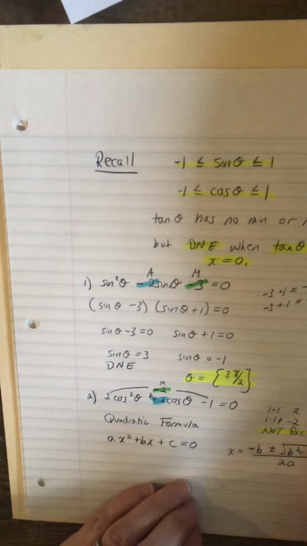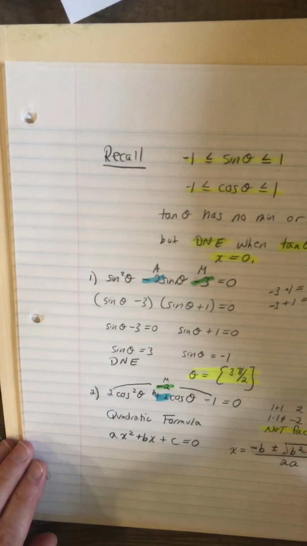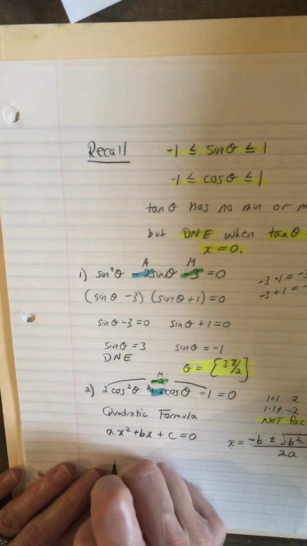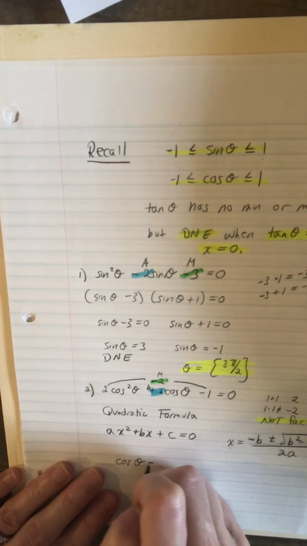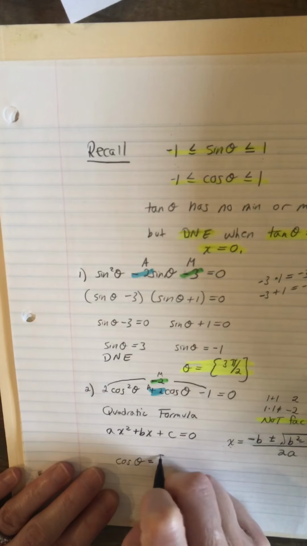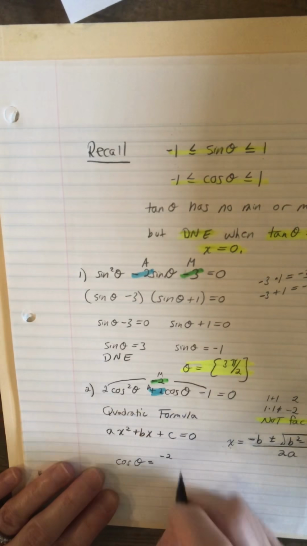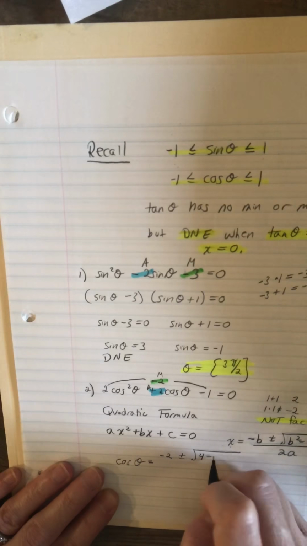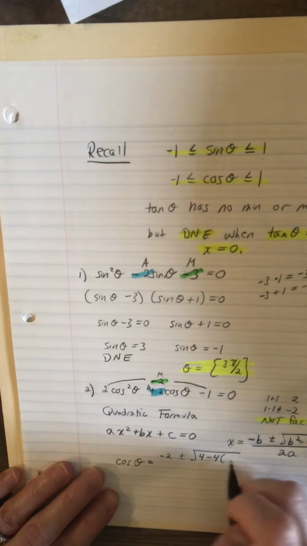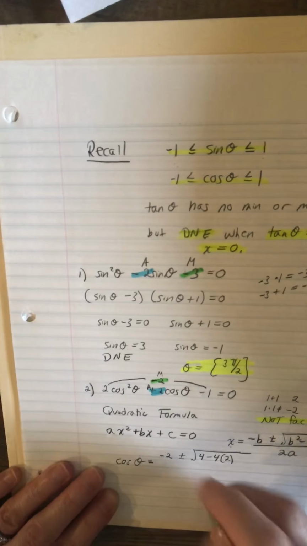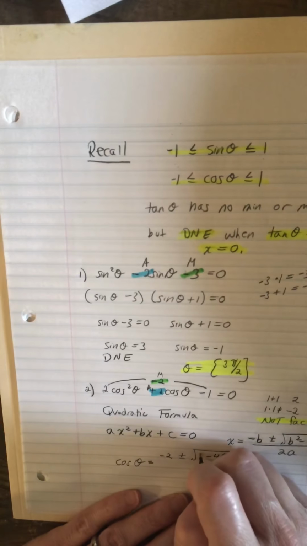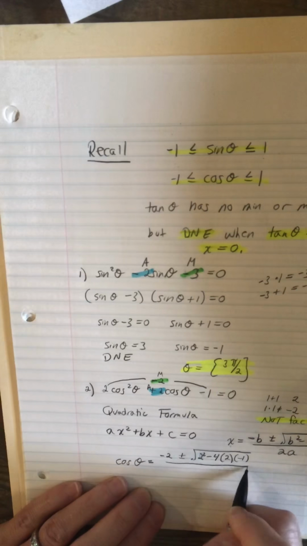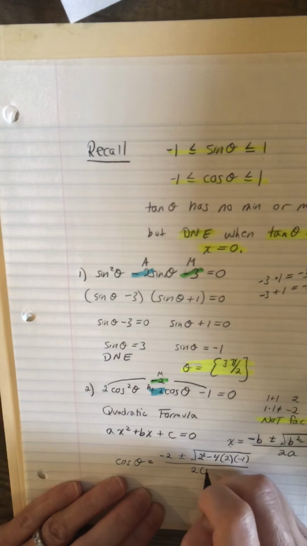All right, so let's plug in our values. But the only difference here is instead of having x, we're going to have cosine equals those values. So cosine of theta is equivalent to negative b, which would be negative 2, because b is 2, plus or minus the square root of b squared, which would be 4, minus 4, times a, which is again 2, times c. I'll put the 2 in just so you can see where everything is coming from. C, which is negative 1, all over 2 times a, which is 2.